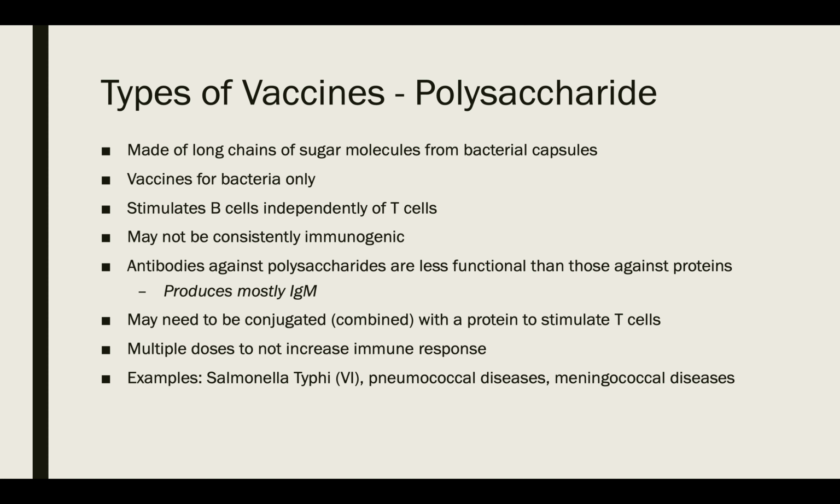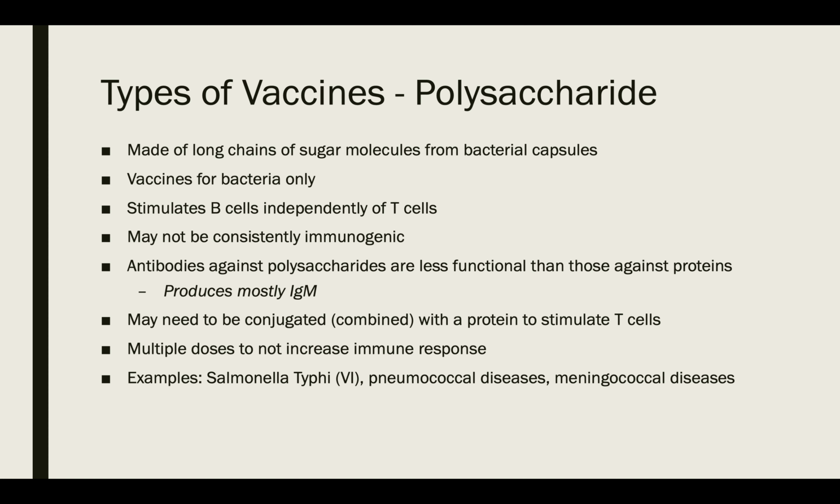All right, so polysaccharide vaccines. These are made of long chains of sugar molecules from bacterial capsules. So these are vaccines for bacteria only. And these stimulate B cells independent of T cells.